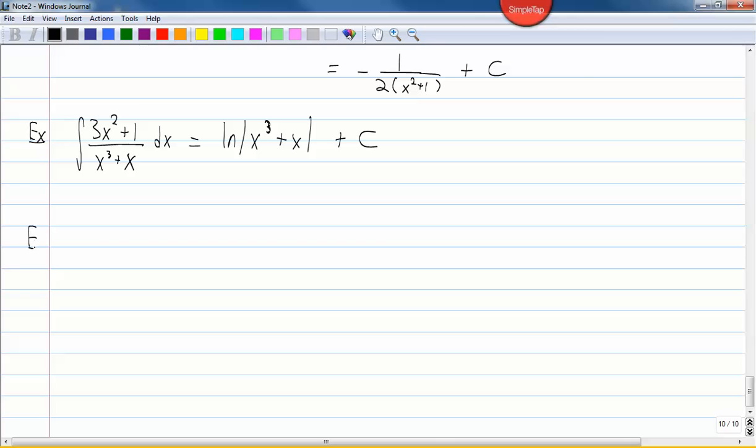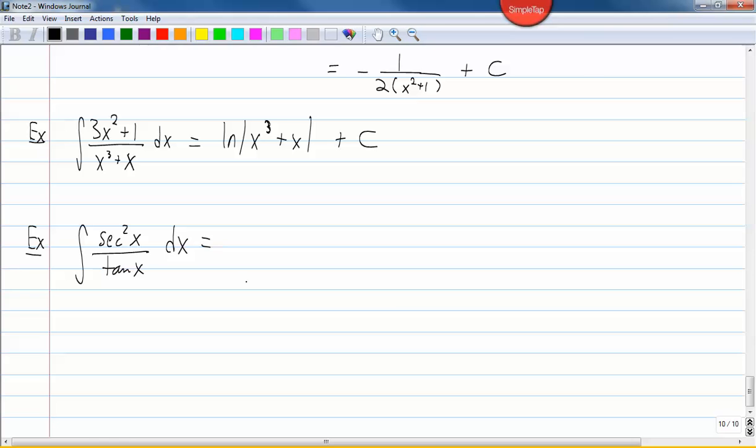Look at this one. The integral of secant squared x over tangent x dx. So you look at the denominator. The denominator is tangent x. What's the derivative of tangent x? Secant squared. This is 1 over u du.